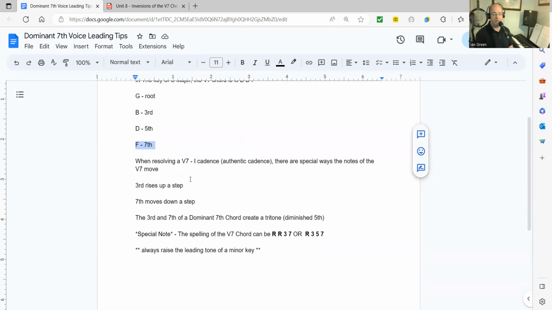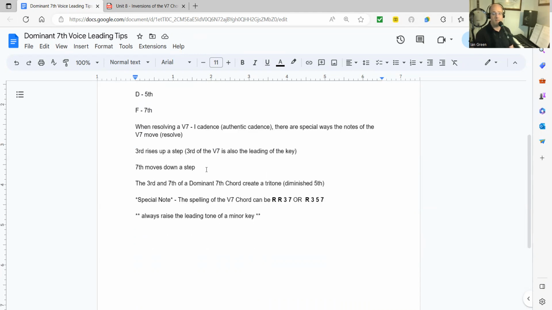Now, when resolving a dominant seventh chord, traditionally to the tonic, either in a major key or a minor key, this would also be known as an authentic cadence. There are special ways the notes of the dominant seventh chord move, or in other words, resolve. The third, in this case B, rises up a step. Now, as we know as well, the third of the dominant seventh chord is also the leading tone of the key. So that's the reason why it's suggested for the third to rise up a step.